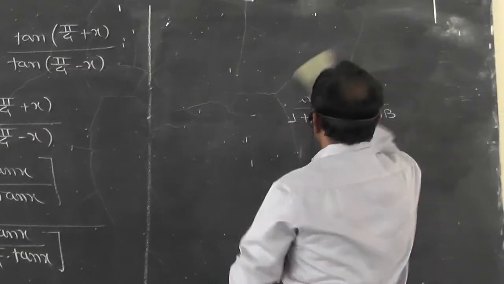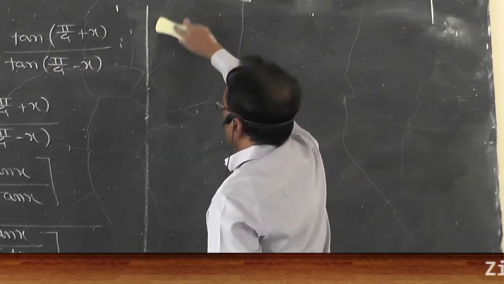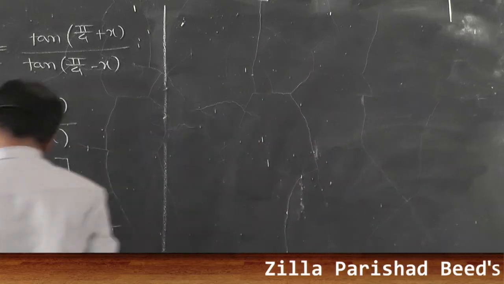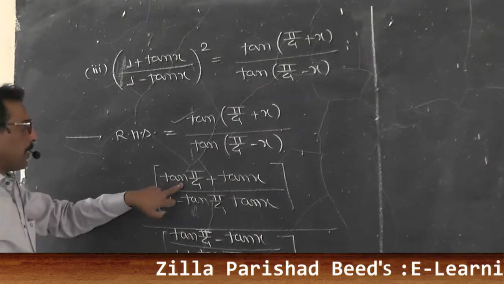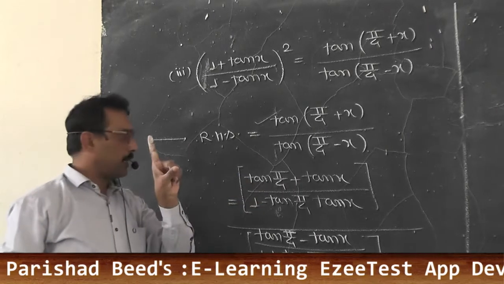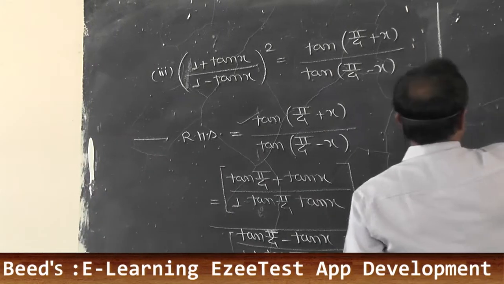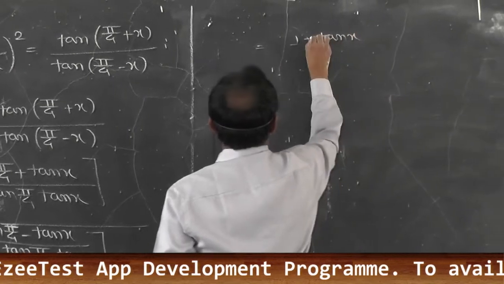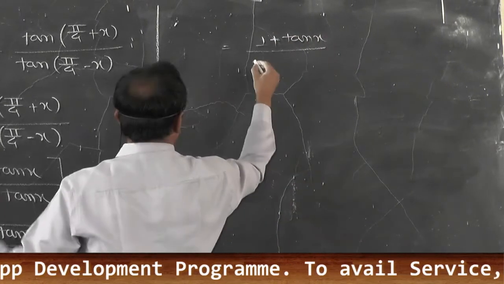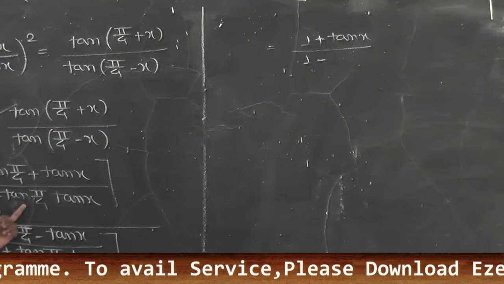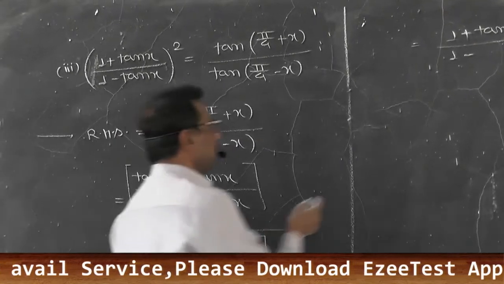Now we have written this using the formula. All students studying this chapter know the value of tan pi by 4. Tan pi by 4 means tan 45, and tan 45 is equal to 1. So we write 1 plus tan x upon 1 minus, just one minute, remember tan pi by 4 is 1, so 1 into tan x is simply tan x.